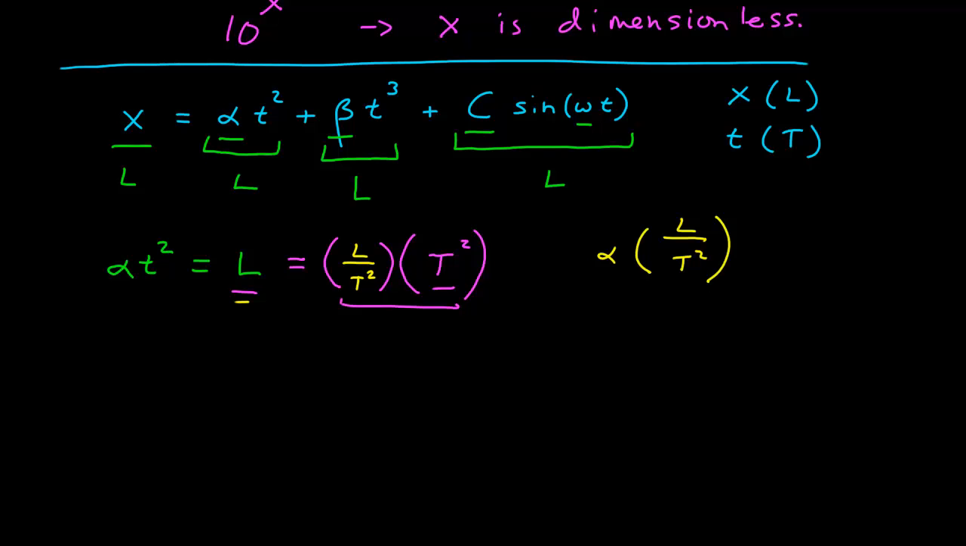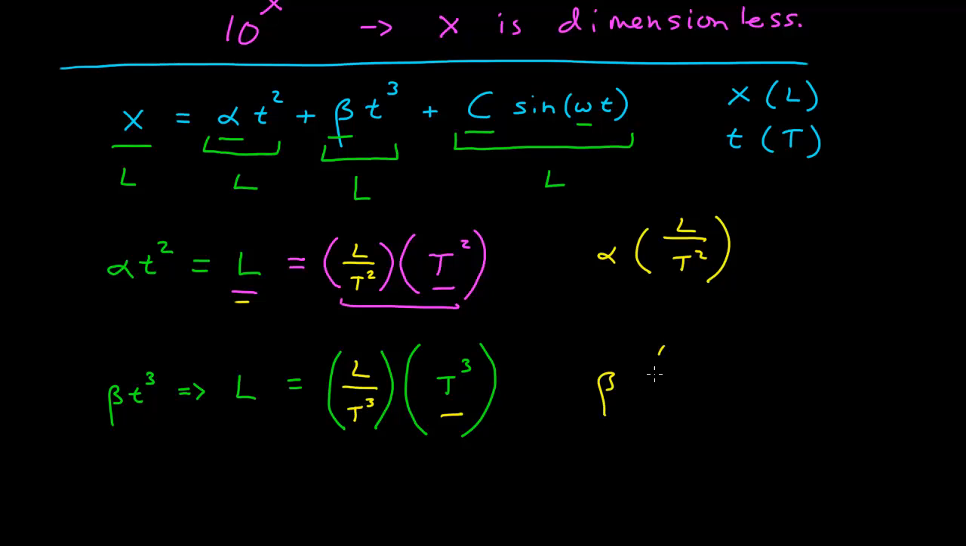So now let's take the second one, where I have beta t cubed. This also must have a dimension of length, and that's equal to whatever the dimension of beta is. The units of t cubed is time cubed, and so beta must multiply by t cubed to give me length, so that's length over t cubed, the dimension of beta, length over time cubed.